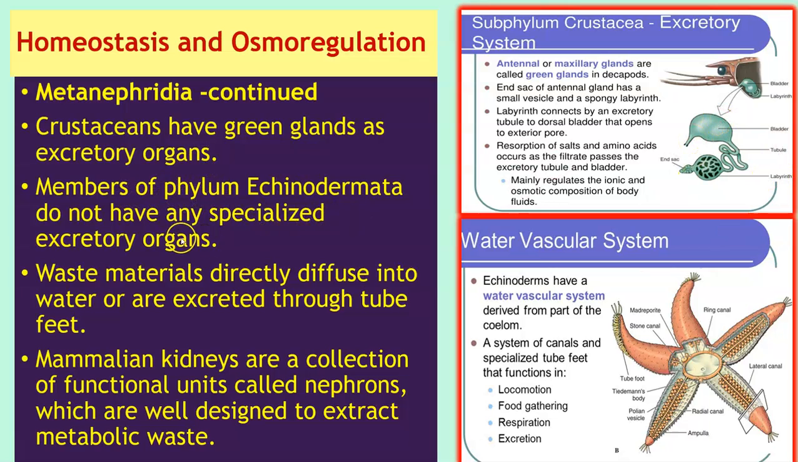Members of the phylum Echinodermata do not have any specialized excretory organs. Waste material directly diffuses into the water or is excreted through the tube feet. These are the tube feet.